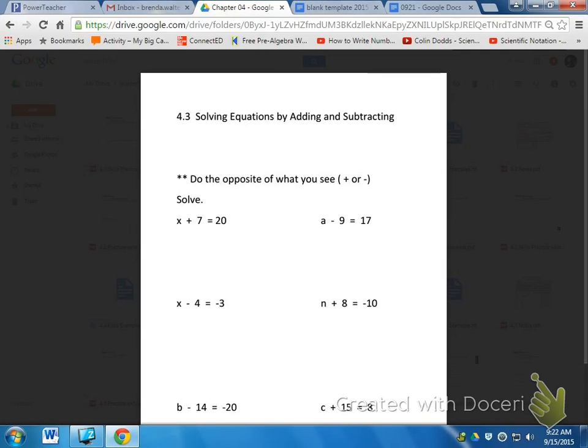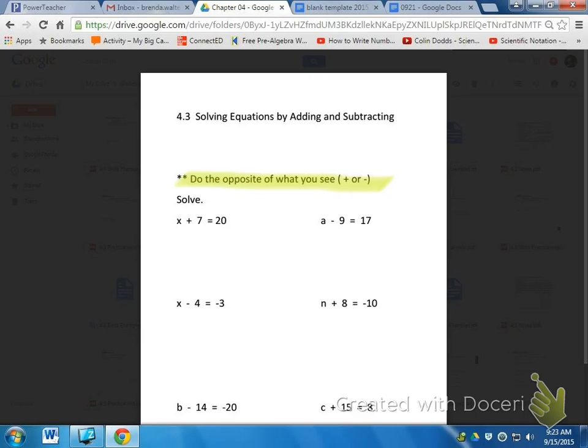Lesson 4.3, solving equations by adding and subtracting. These are also called one-step equations, and probably the most important part of this is, I will say plenty of times, do the opposite of what you see. So if you see an addition in front of the number, you will subtract. If you see a subtraction or a negative, you will add.